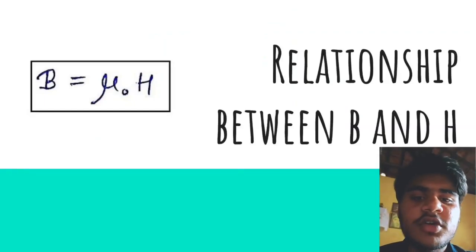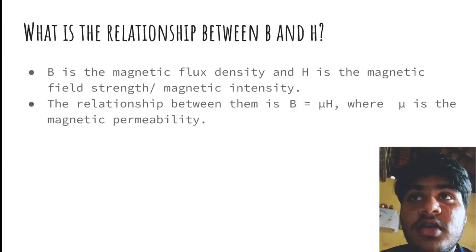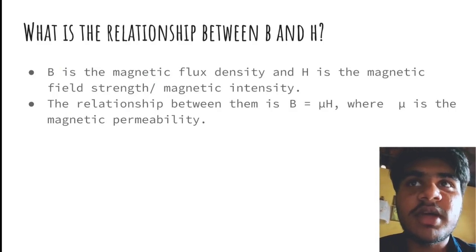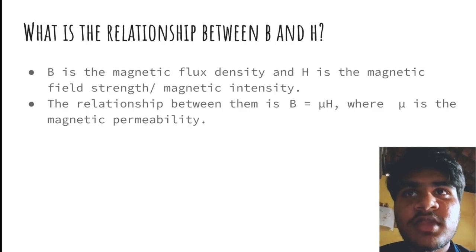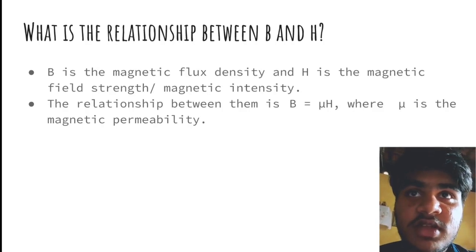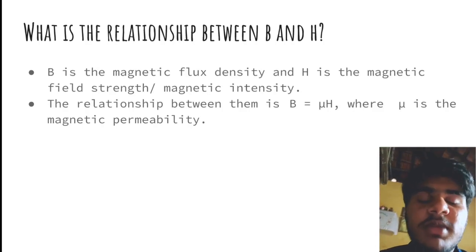So today we are going to talk about the relation between B and H, where B is the magnetic flux density and H is the magnetic field strength, also known as magnetic intensity. The relation between them is B is equal to mu H, where mu is the magnetic permeability.